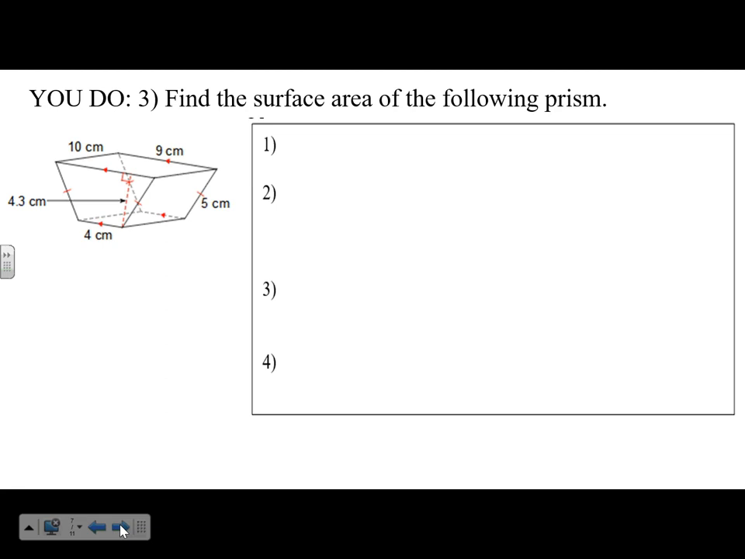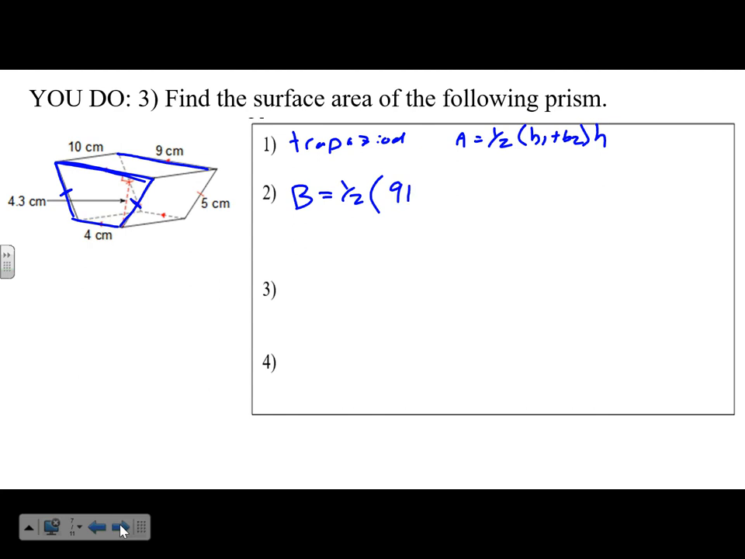So this one, the bases are trapezoids. So remember the formula for the trapezoid is the area is 1/2 base 1 plus base 2 times the height. So for my base area, it is 1/2 base 1 and base 2. So this is the trapezoid I'm looking at here. And these sides are the same, so that's nice. I know this base is 9 because it's the same as this base. So I have 9 for one of them. And then this base is 4. It's got that labeled, so that's good.